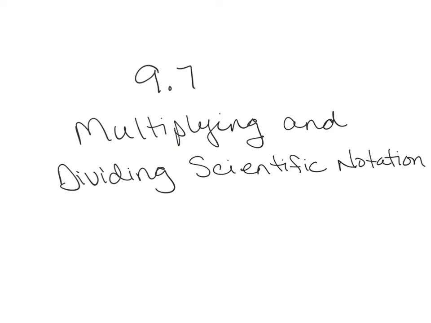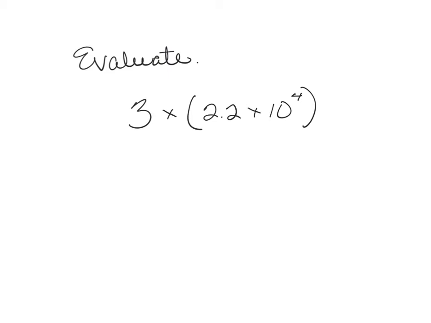Today we're going to do lesson 9.7, where we are going to multiply and divide scientific notation. You can also add and subtract it, but believe it or not, that's even harder. You will get that next year in algebra. So we are going to start by multiplying 3 times 2.2 times 10 to the power of 4.